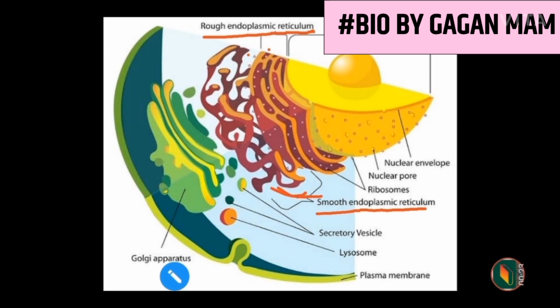This is SER. RER continues with SER on one side, whereas it is also connected with the nuclear membrane. This is the nucleus, and this is the nuclear membrane. So on one side RER is continued with SER, and on the other side it's connected to the nuclear membrane. And SER, on one side is continued to the RER and on the other side is attached to the Golgi body. This is the Golgi apparatus or Golgi body, and here SER is attached with the Golgi.